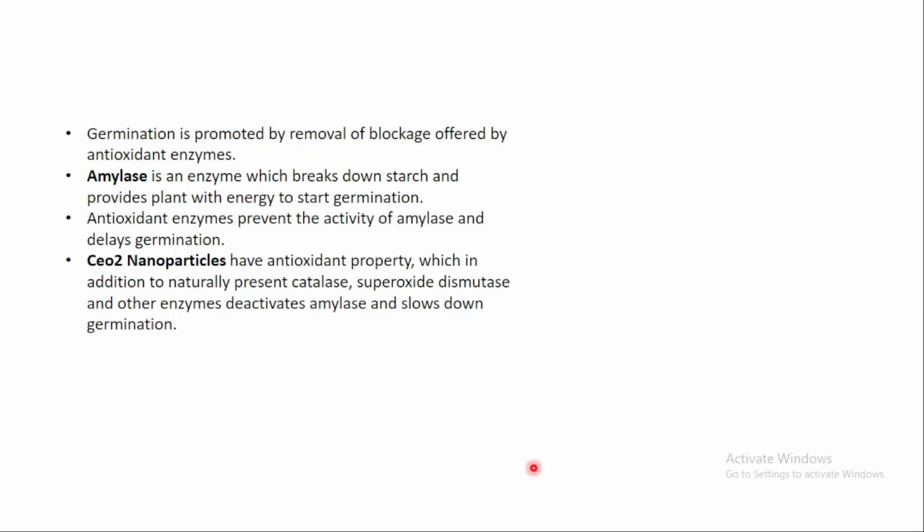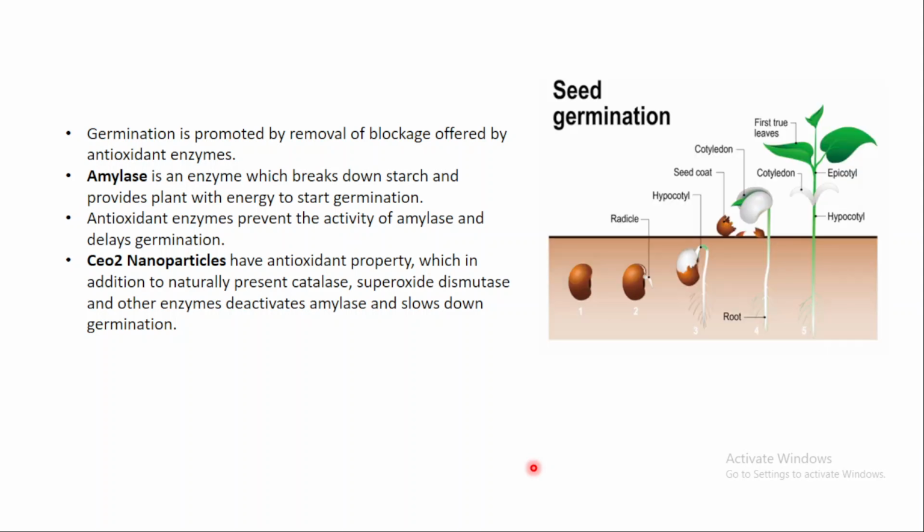In addition to naturally present antioxidant enzymes like catalase, superoxide dismutase, presence of CeO2 nanoparticles will additionally slow down the germination, because these will prevent amylase enzyme, which will not break down starch into the plant with energy to start germination.